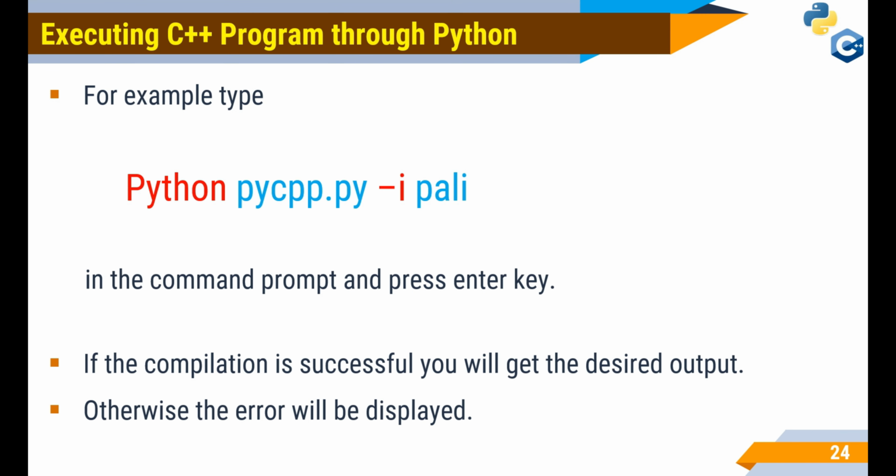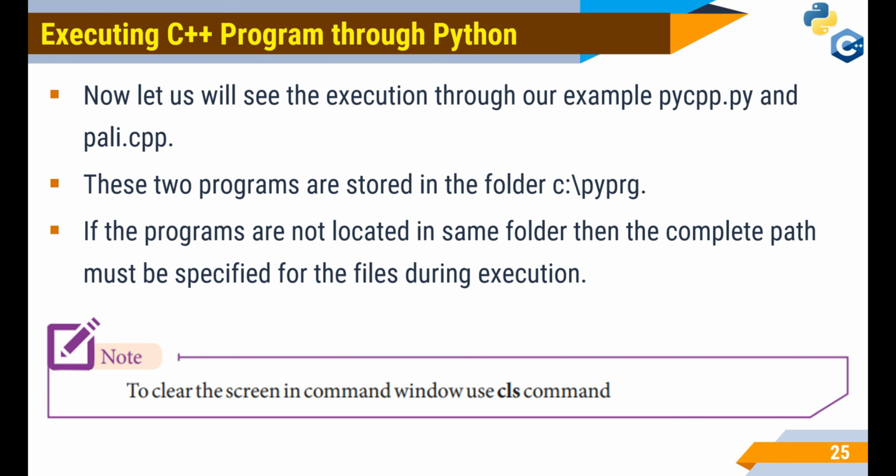Okay, yes, this is about, for example, the Python program pycpp.py. Here type pali in the command prompt and press the enter key. If the compilation is successful, you will get the desired output. Otherwise, an error will be displayed. Okay, here, executing a C++ program through Python. Now let us see the execution through our example pycpp.py and pali.cpp.